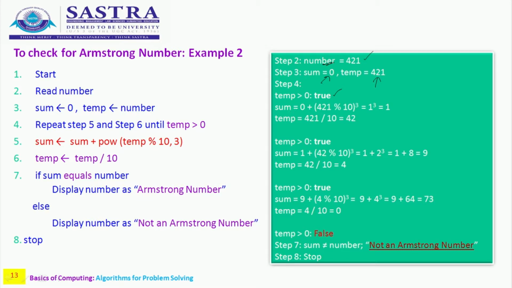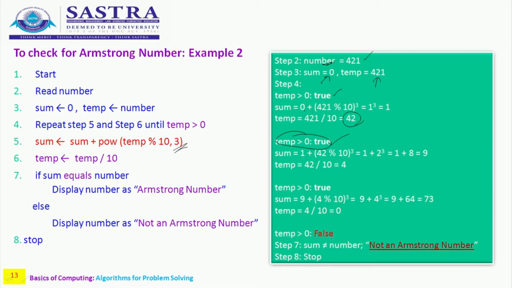Sum is equal to sum plus (temp % 10) power 3. That is what this says. So 421 mod 10 gives you 1, and 1 cube will give you 1. So now your sum is 1. The next step is temp equal to temp / 10. So 421 divided by 10 will give you the new value of temp as 42. Then again we will be checking whether 42 is greater than 0. Yes, it is greater. So we can once again enter into the loop.